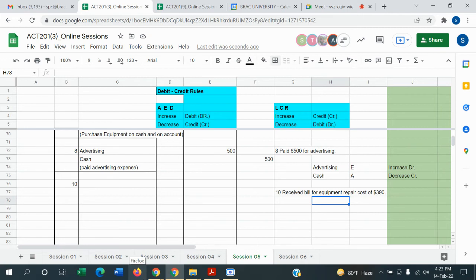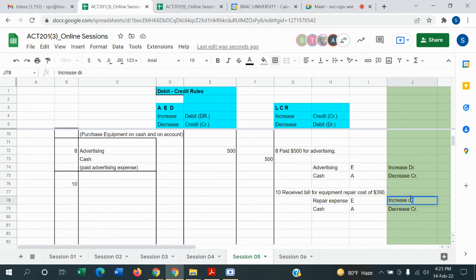Repair expense, debit, and cash. Exactly, repair expense and cash. Repair is an expense, cash is an asset. Expense increase should be debit, cash decrease. Okay, sorry. Yeah, that's the issue.